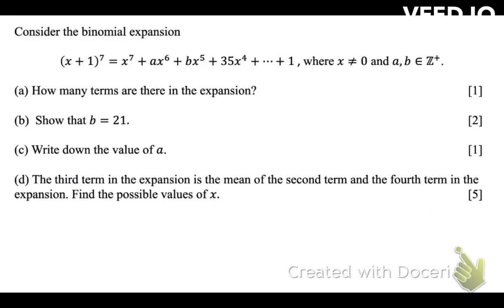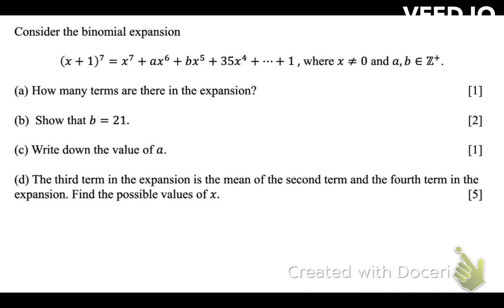Our next question is as follows. Consider the binomial expansion (x + 1)^7, which gives us x to the power of 7 plus a times x to the power of 6 plus b times x to the power of 5 plus 35x to the power of 4, and so on until we get to 1. We know that x cannot be 0, and a and b are both elements of the positive integers.